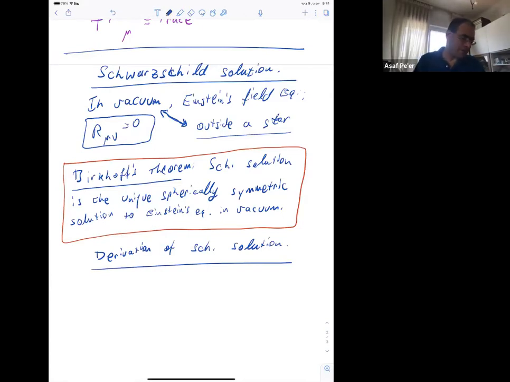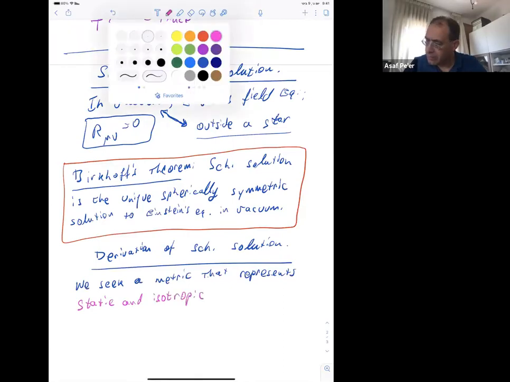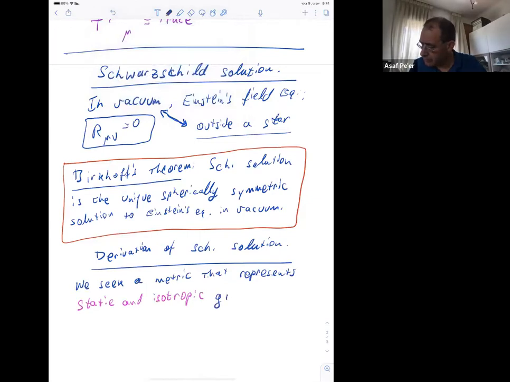We want a metric which represents a static and isotropic gravitational field. We seek a metric that represents a static and isotropic gravitational field.